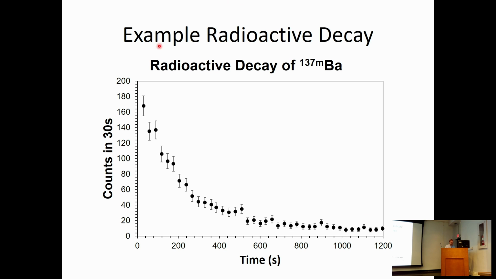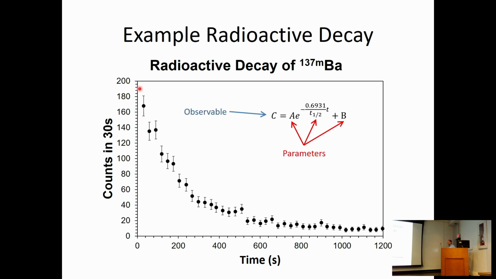So how do I go from this, which is the experimental observable, to understanding what the half-life of this barium nucleus is? That's something that I can understand. That's what I would want to know. That's the parameter.